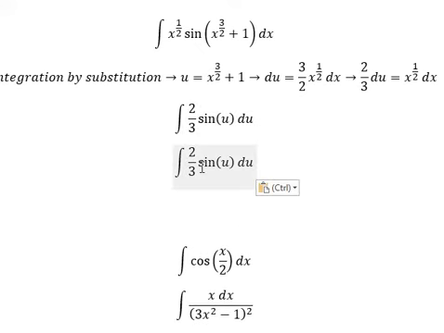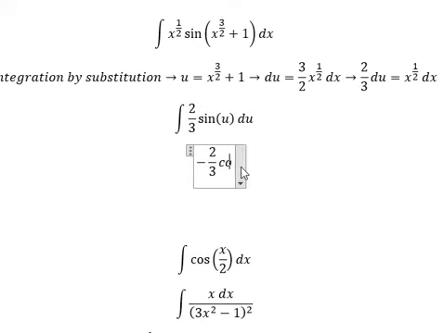And the integration of sine u, you will go negative 2 over 3 cosine u. And we put c.